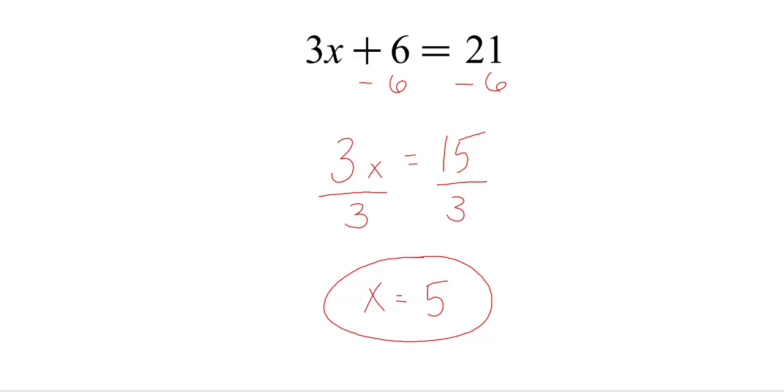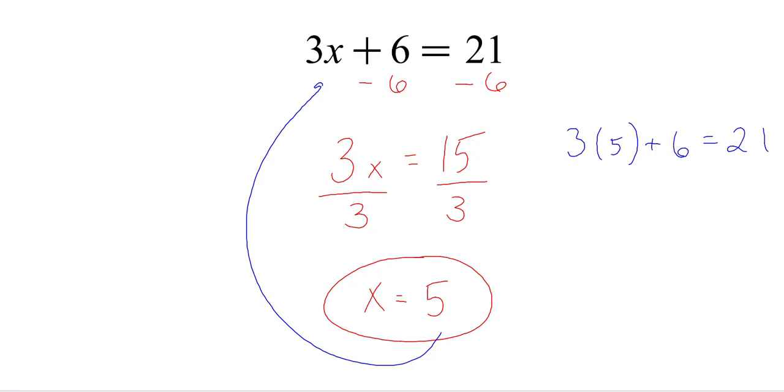And for every single one of these, you can go back and plug it in to check and see if what you did is correct. And we'll do it one more time. We won't check all of them, but we'll check this one. We plug in the 5 as x, so 3 times 5 plus 6 equals 21. And 3 times 5 is 15.